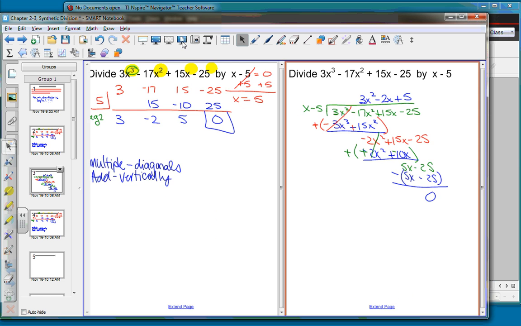Now, check it. Look at this right here. Does that 3 look familiar? Does that negative 2 look familiar? Uh-huh. They're all right here. Do you see that? Yes. So this synthetic division, 100%, can be done using long division.